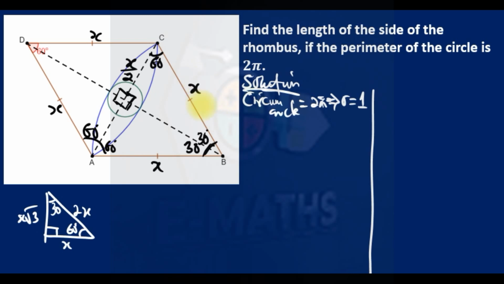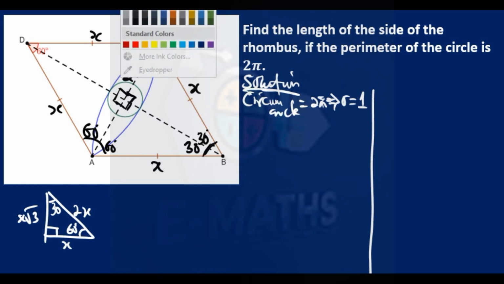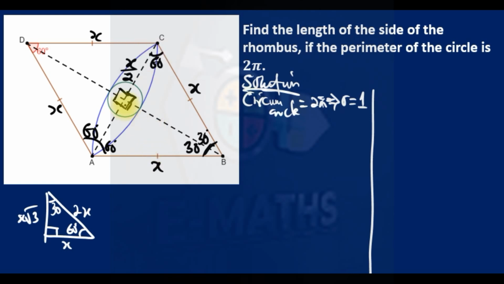So that's why, since here is opposite 90, which is x, the one opposite 30 degrees will be x over 2 root 3. So this is x over 2 root 3. So from this point to this point is x over 2 root 3.